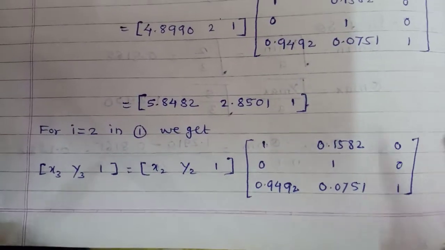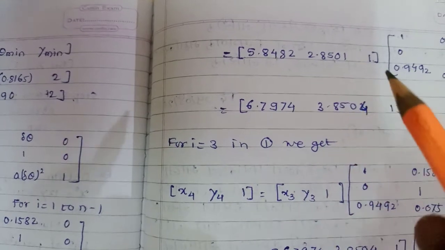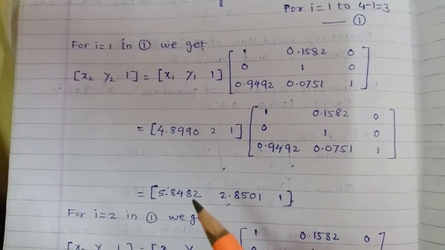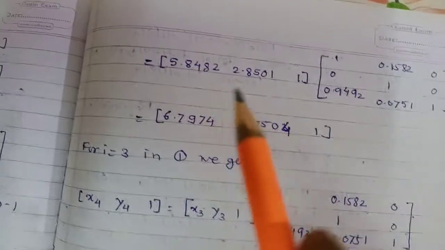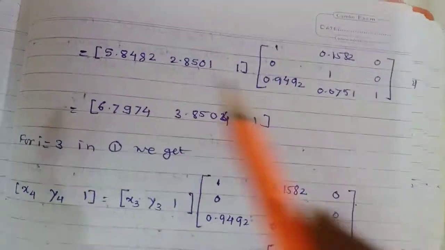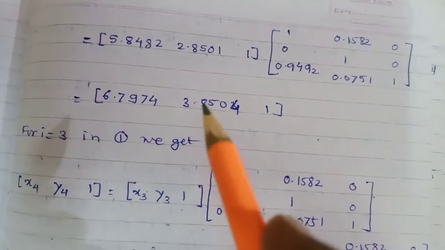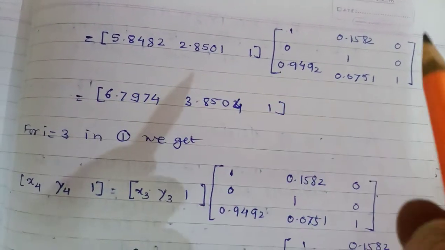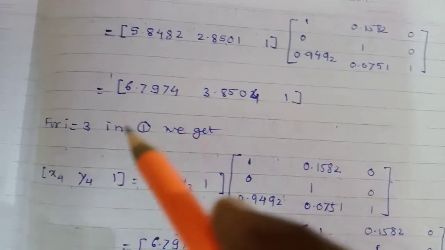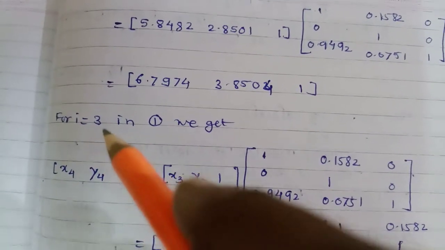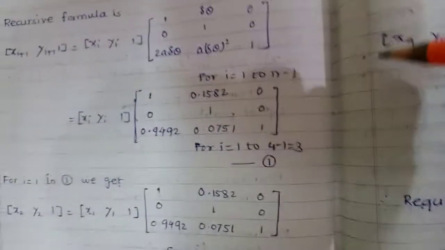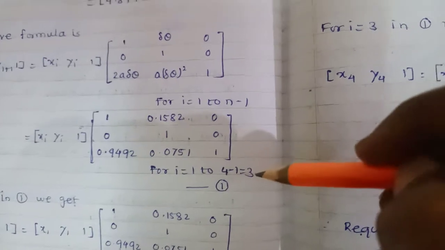Again this is our standard matrix. In the next step we write down our x2 y2 values, which we obtained here. Again do the same procedure. First row, first column we get this entry. First row, second column we get this entry. Again first row, last column we get this entry. So for i equal to 3, because that procedure we have to do up to i equal to 3.